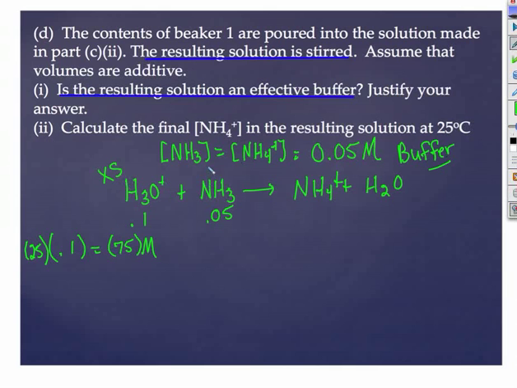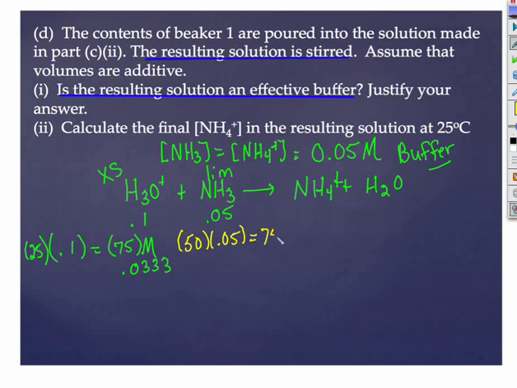I'm hoping that you see that one way or another, this one's going to be an excess, and this is going to be our limiting. In other words, the ammonia is going to run out. I am going to prove that with numbers in this case. So 25 times 0.1 divided by 75 gives me 0.0333 for my H3O+.